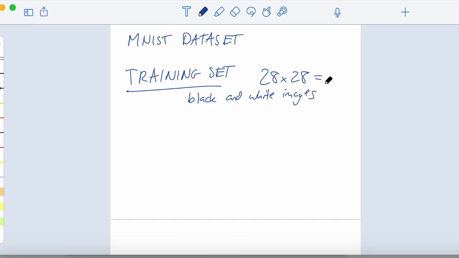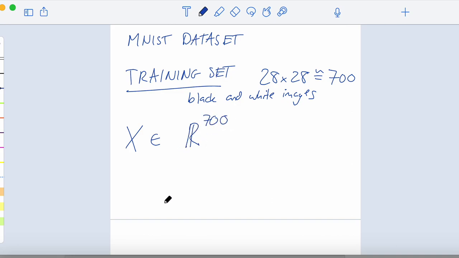Okay, 28 by 28 is like 700 and something. Maybe it'll say somewhere 700 something. I'll put approximately 700. So you can think of a picture, even though it's a picture, as a vector in R to the power 700. So you think of X as being in R to the power 700, right?